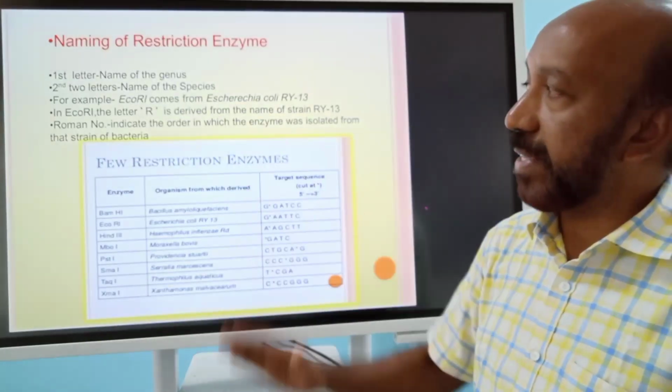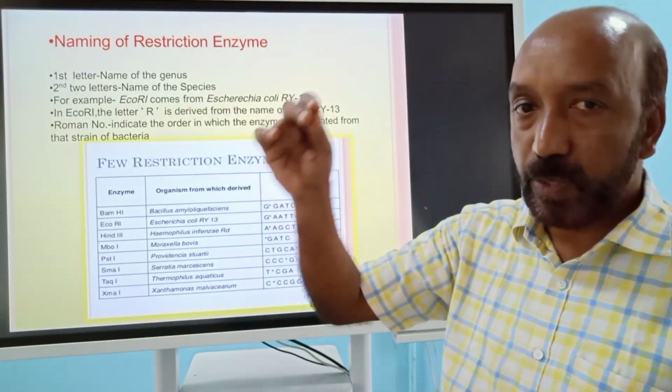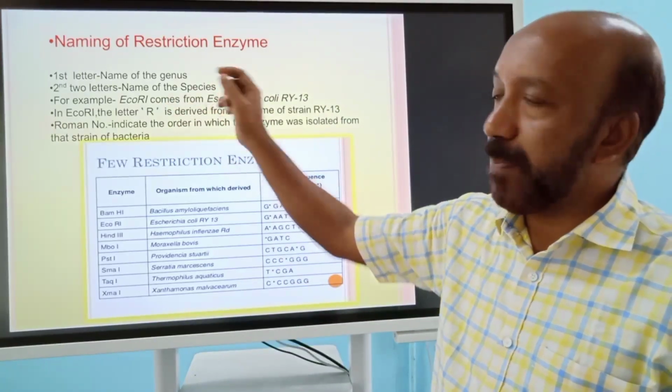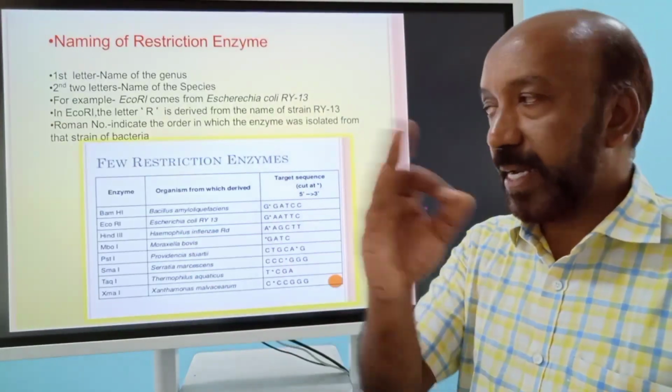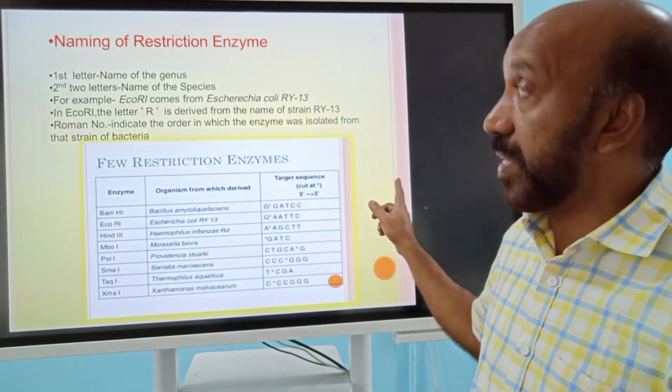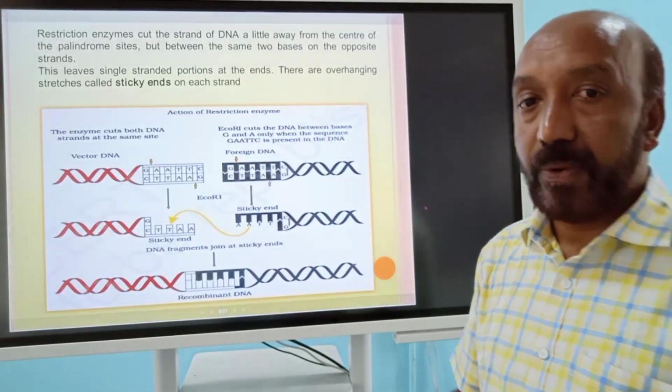So naming is like this: the first letter indicates the genus, the second one indicates the species, next the capital letter indicates the strain, and the number indicates the order of extraction of the enzyme in that particular strain. Next, the mode of activity of that particular enzyme.